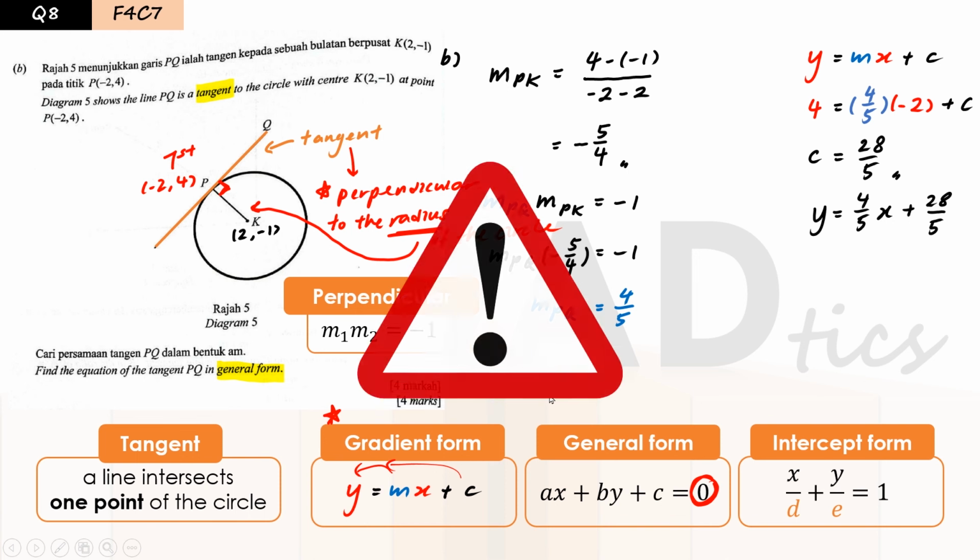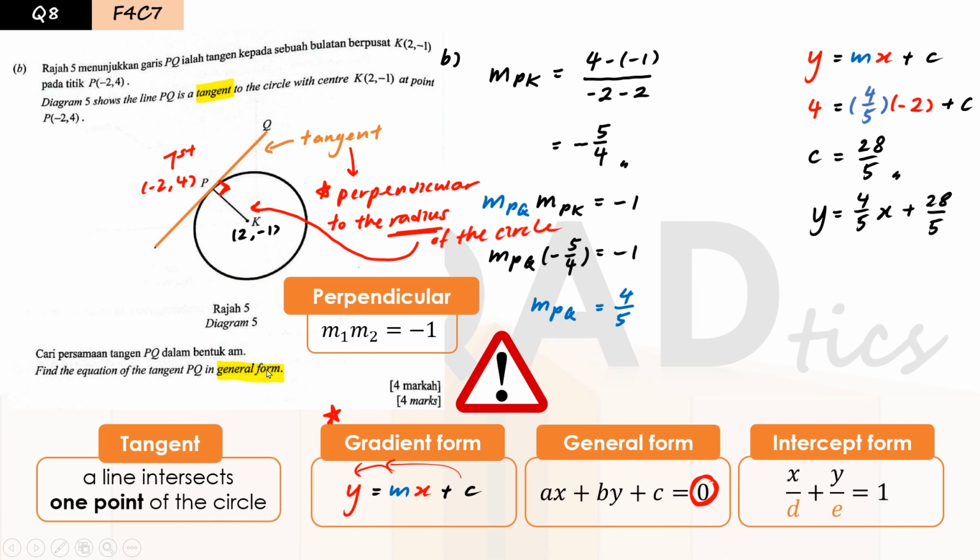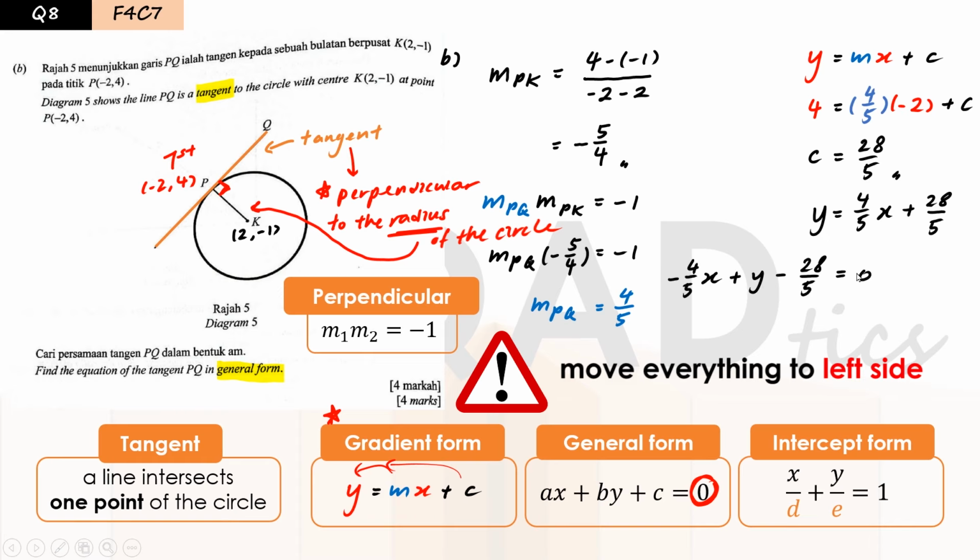Alright, so we are not done yet. We need to change it into the general form. So what we need to do is move everything to the left side first to make sure the right side is 0. Okay, so this one we put to the left side, it will be negative. This value, if we put it to the left side, will also be negative. Okay, and there are fractions here. So usually the general form doesn't have fractions.